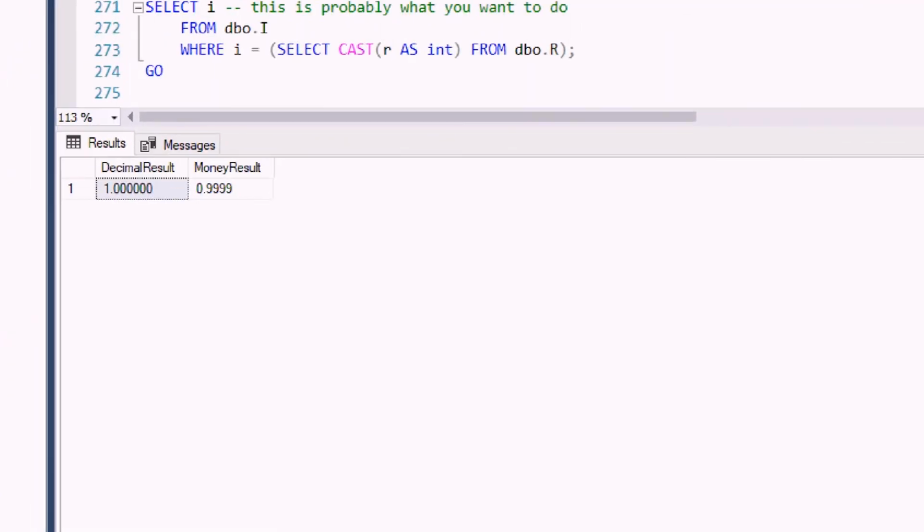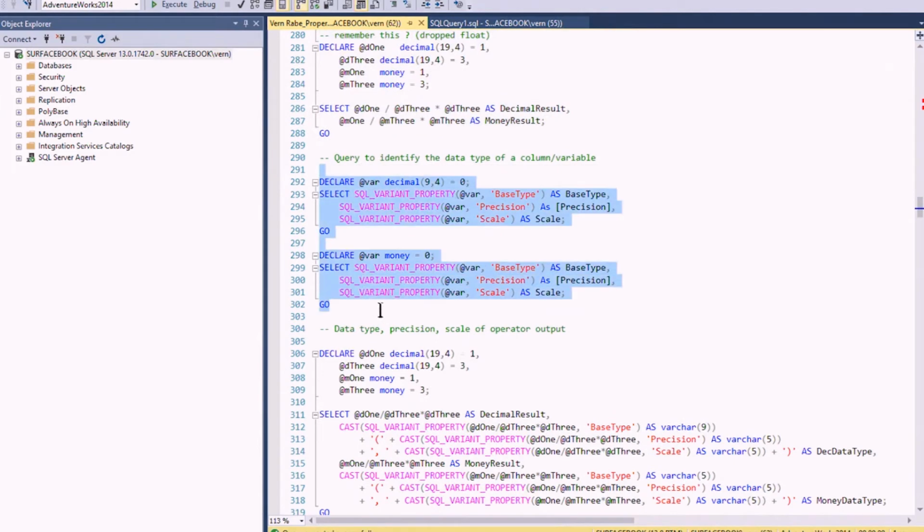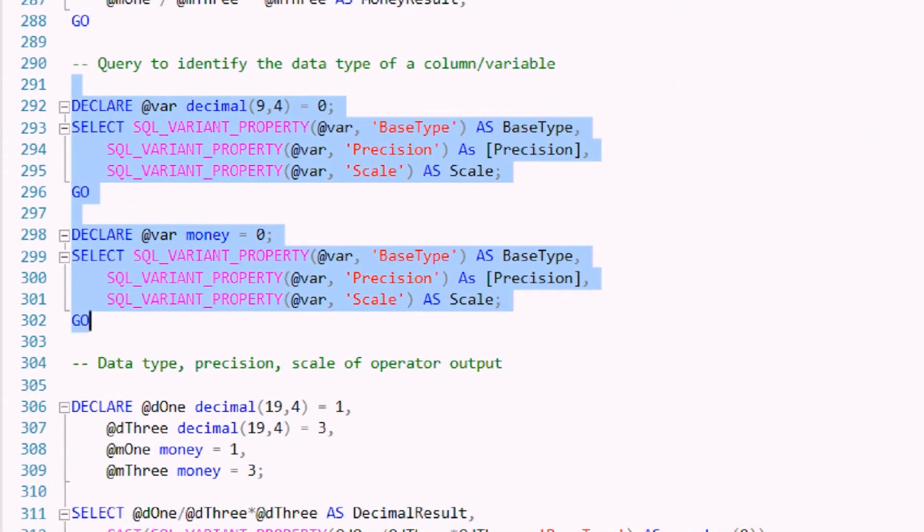And there it is. So the question is, why? What happened here? Why did one give us a rounding error and the other one didn't? Well, there is this built-in function called SQL_VARIANT_PROPERTY. SQL variant is a data type that's rarely used, and this function is intended to help someone use that data type, but it's also useful for non-SQL variants. So in this case, I can say, here's a variable, and I can use this function to tell me the base type of it, tell me the precision, and tell me the scale of it.